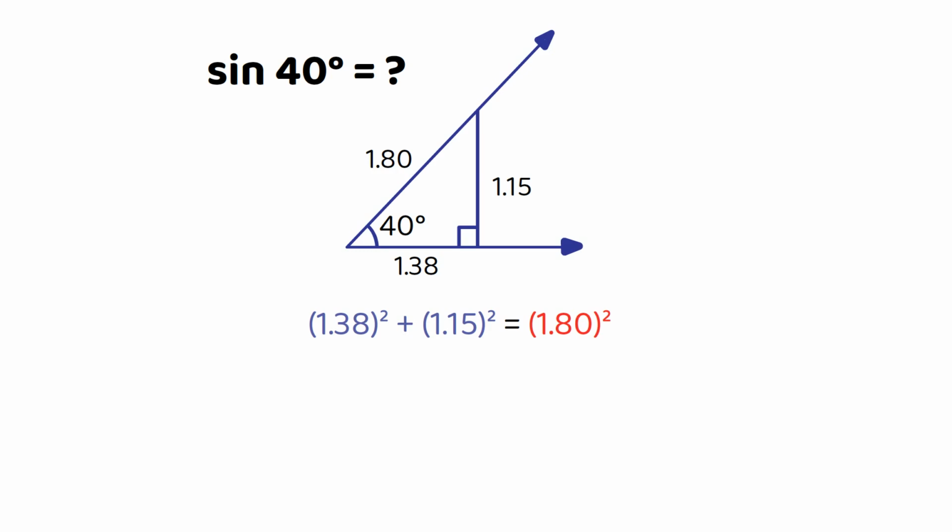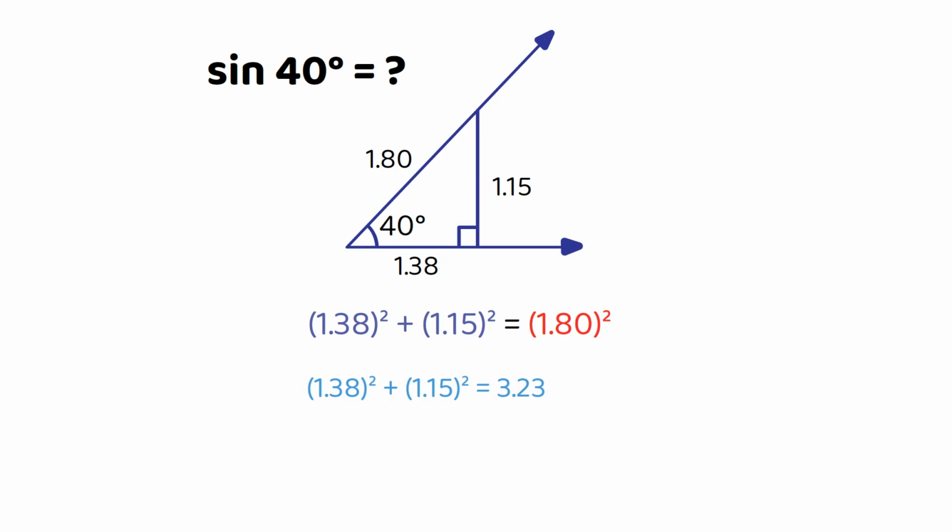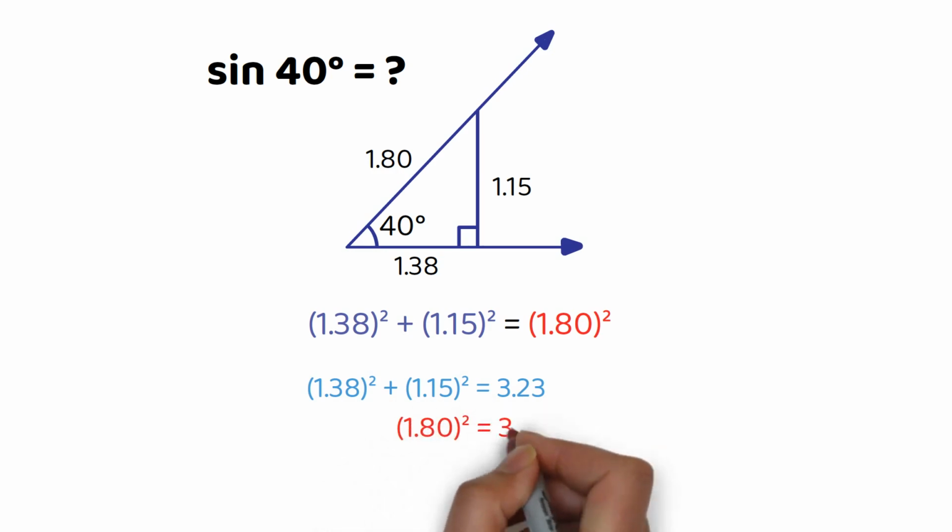Well, not quite. If you actually multiplied it out, you'd see the left-hand side computes to approximately 3.23, while the right-hand side computes to 3.24. This is a result of the fact that when we measure, we don't get the exact measurement. We only get approximate measurements.